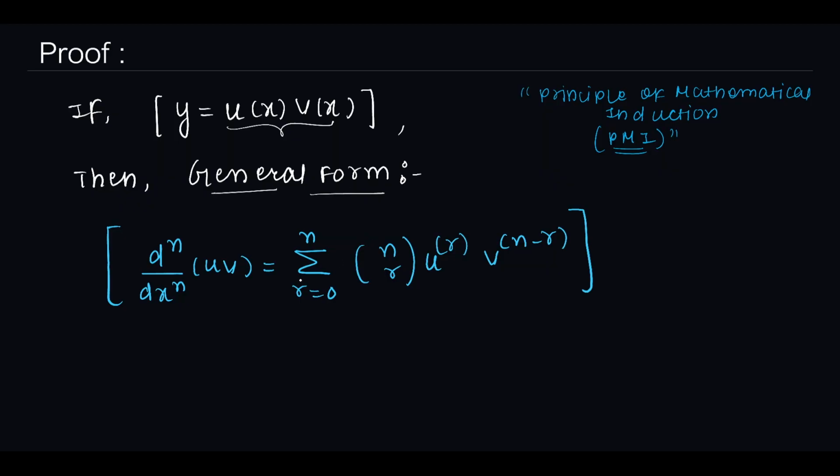given by summation r equals 0 to n, n choose r, u^(r), v^(n-r), or we can say the rth order derivative of u and the (n minus r)th order derivative of v. In short, you can say it as u power r, v power n minus r. This is a binomial coefficient whose value is n factorial upon r factorial times (n minus r) factorial. Now, to prove Leibniz theorem, we use the principle of mathematical induction, PMI.